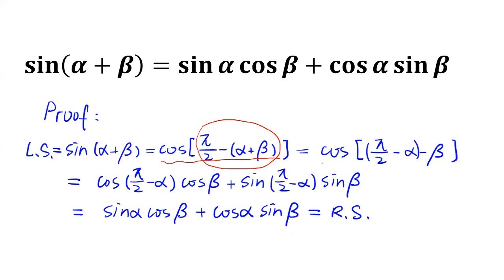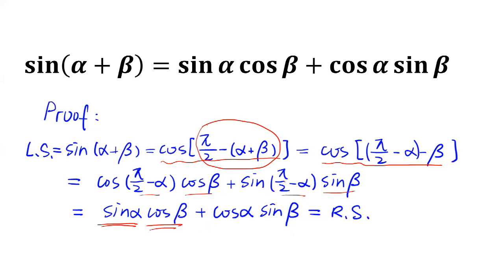In this way, we have the cosine of the difference between two angles, which we have already proved is cosine of the first angle, cosine of the second angle, plus sine of the first angle, sine of the second angle. So cosine of half pi minus alpha is sine alpha, according to the cofunction identity, and then this is multiplied by cosine beta.